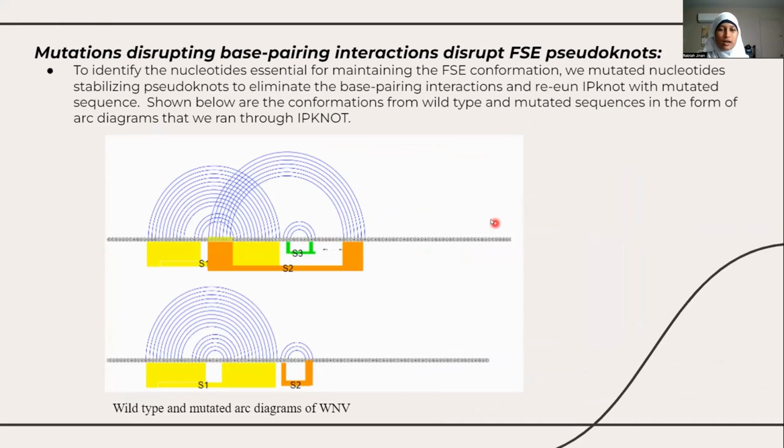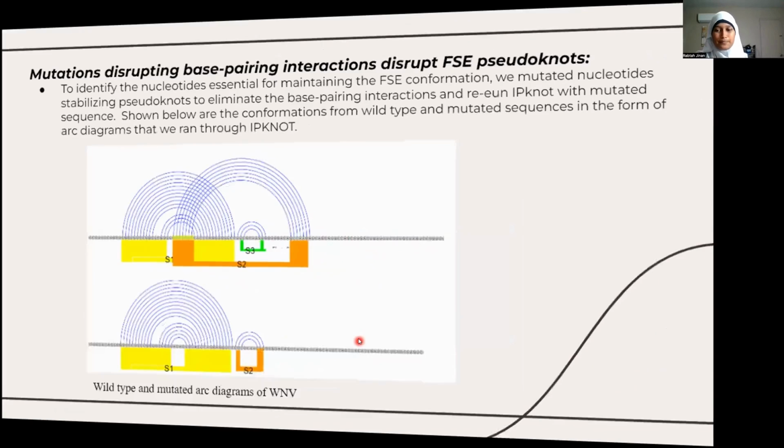The virus sequences are along the bottom of the diagram, so they would be over here. And the arcs represent the base pairing interactions within particular nucleotides, and they're labeled as stem 1, stem 2, and stem 3. Regions where the arcs intersect, such as here, represent the pseudoknot domain. So for the West Nile virus, stem 2 intersects with stem 1, thus forming a pseudoknot domain. So I knew to mutate this region over here. And once mutated, the base pairing interactions within stem 2 were disrupted.